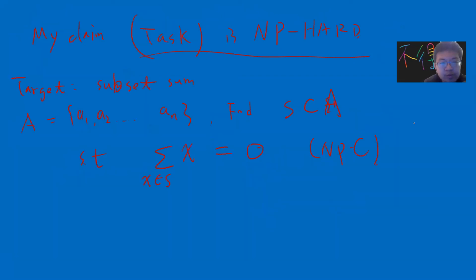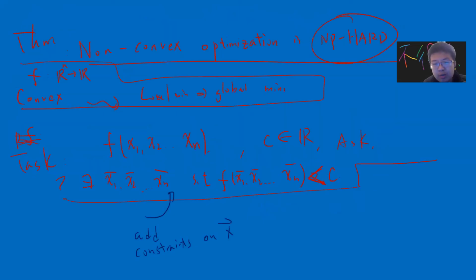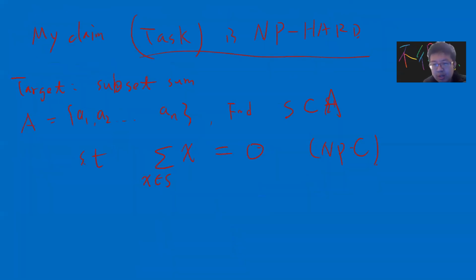This proves that non-convex, or general function, optimization is NP hard, by doing the reduction to subset sum. See you guys in the next videos.